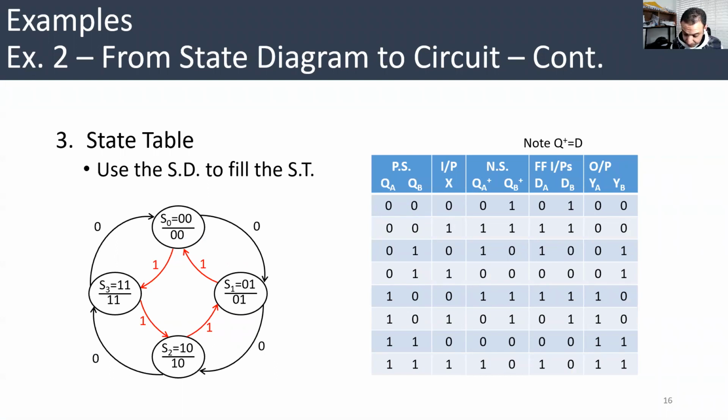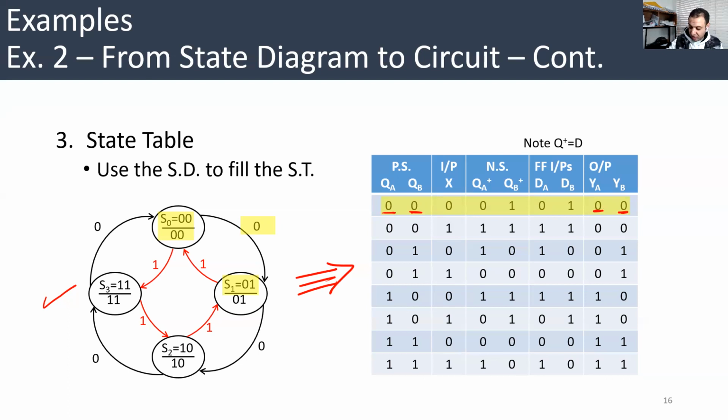The state table. Let's check how I build this state table. It's really easy once you have the state diagram. I did it in animation here. For example, when we are in S0, the present state is 0 0, because we chose that for S0, whatever you call it. Then the output will be 0 0.